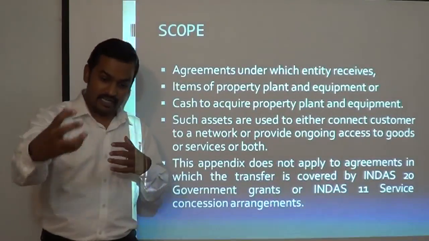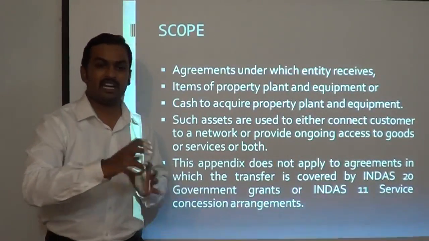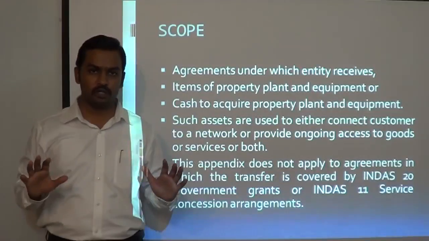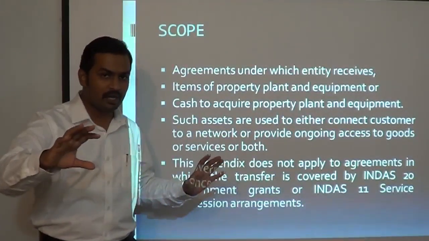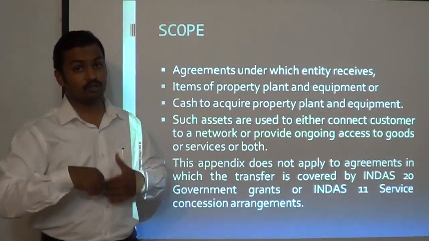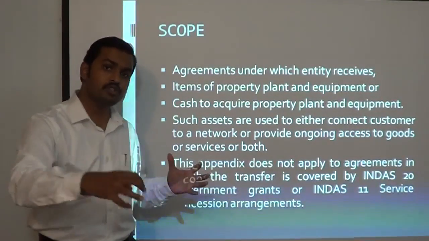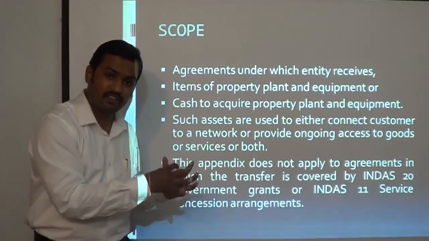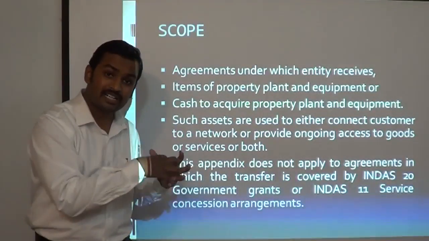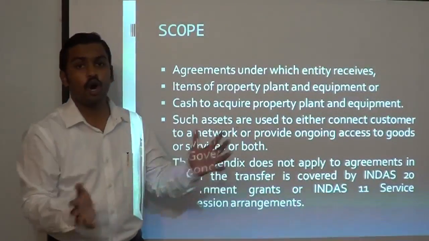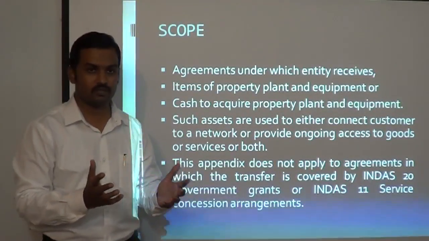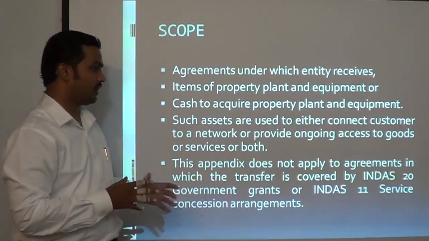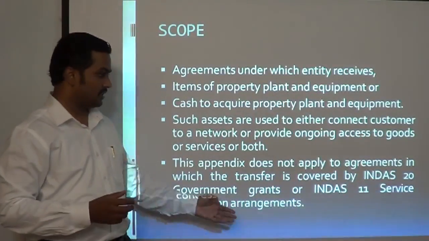So that means in exchange for the item of equipment, I may connect him, and just with that my responsibility is over. I connect him to a network of gas, electricity, water, and with that my activity is over. Or I can also allow him to continuously buy goods and services with the help of this connection. I'll allow him to get continuous access to goods and services, or both. So it can be the first service, second service, or both of them together. Okay. So how to deal with that is what we are going to discuss.